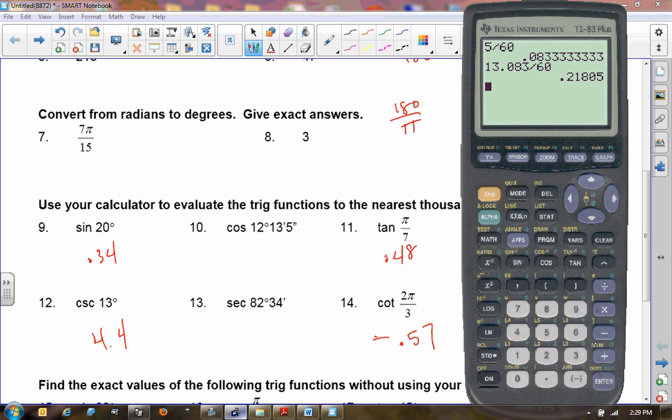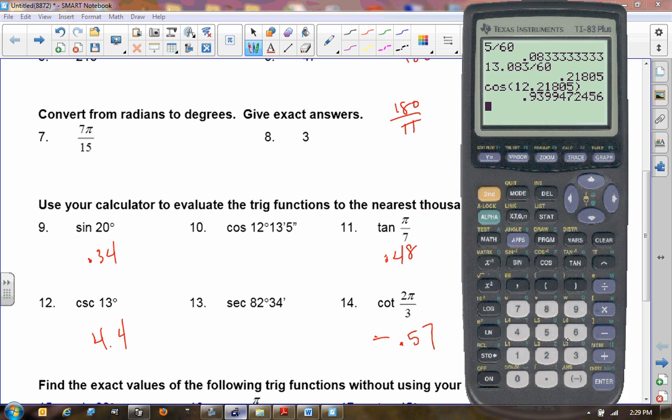So you're going to take the cosine of 12 degrees, 0.21805. There's your answer. Secant is the opposite of cosine.